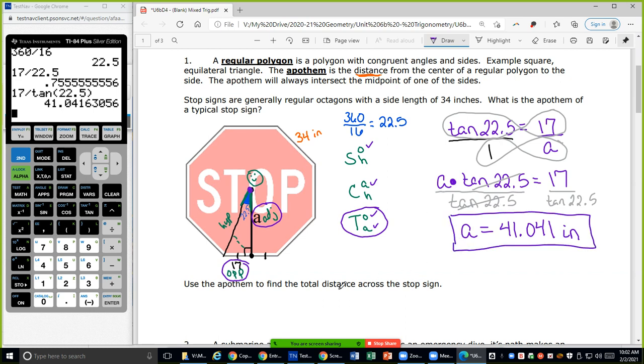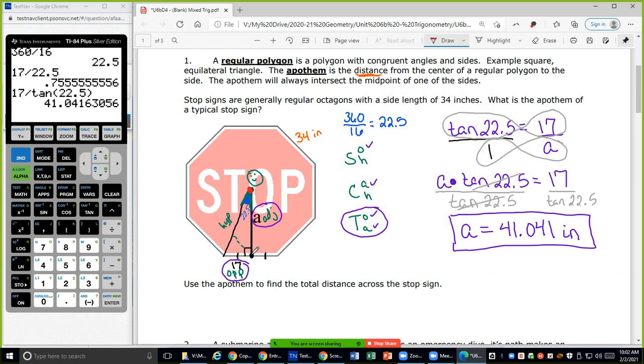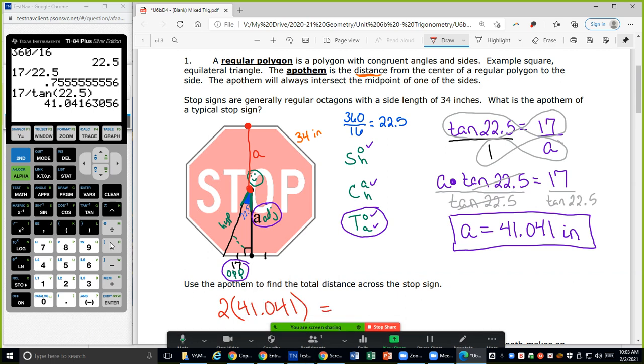Okay, now look at my next question. My next question says use the apothem to find the total distance across the stop sign. So if I want all the way across the stop sign, that means from where the apothem ended, I need to do the opposite side, another apothem. Well, what's nice about the regularness of the polygon is that the two apothems are going to be exactly the same. So if this one's 41.041, then this one's also 41.041. So that means I just have two of those 41.041s.